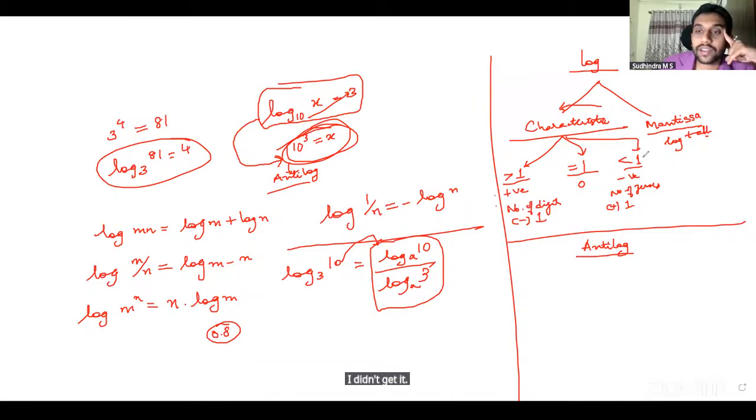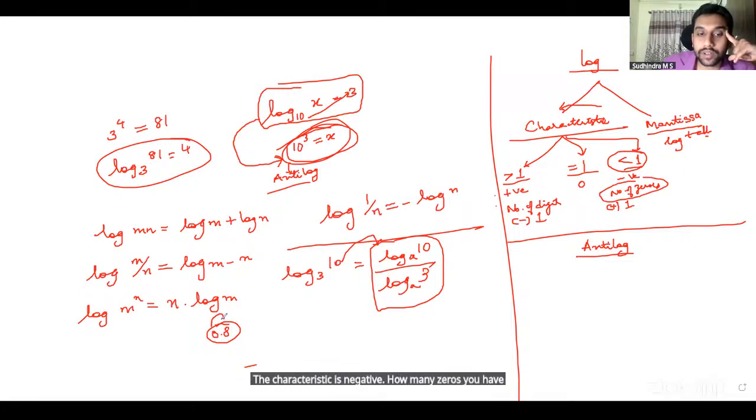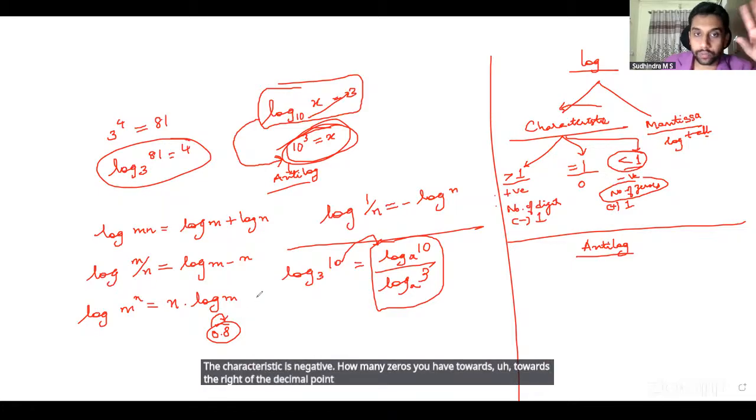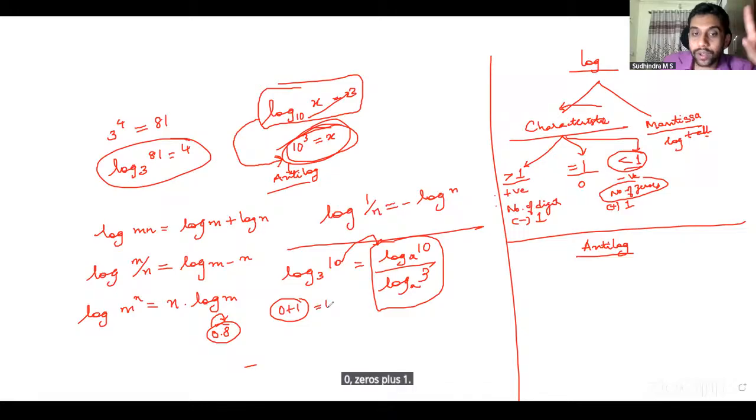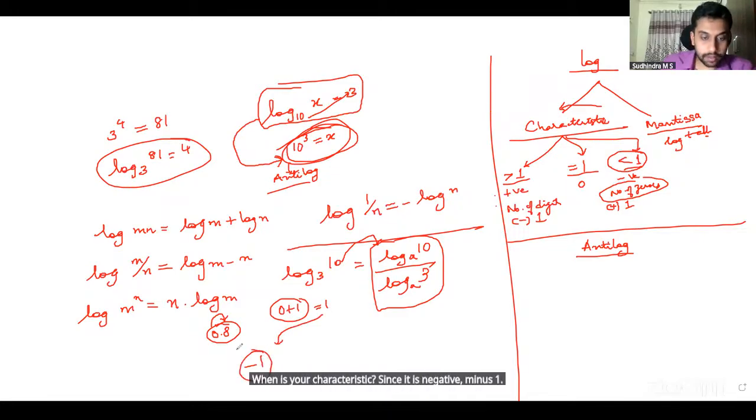Here, this is less than 1. If it is less than 1, the characteristic is negative. How many zeros do you have towards the right of the decimal point? There is no zero. Okay. 0 zeros plus 1. 1 is your characteristic. Since it is negative, minus 1. Okay, sir. Got it. Minus 1 is the characteristic.